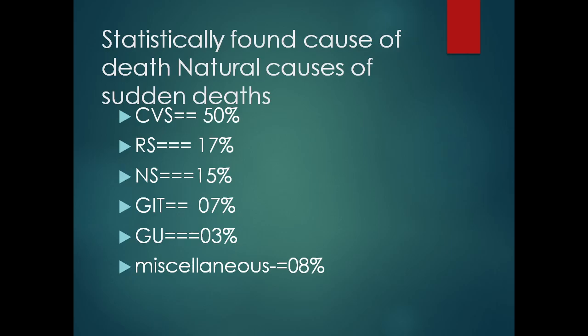So, you will find that CVS is the major cause of sudden death. CVS, the cardiovascular system, amounts to 50% of causes of sudden death. Then the respiratory system amounts to 17%. Nervous system 15%. Gastrointestinal system 7%, genitourinary system 3%, and miscellaneous 8%.